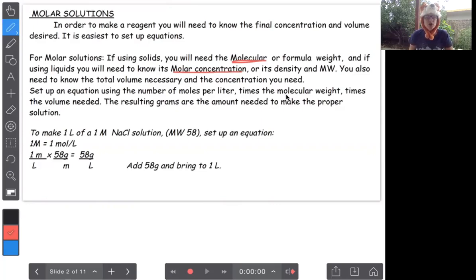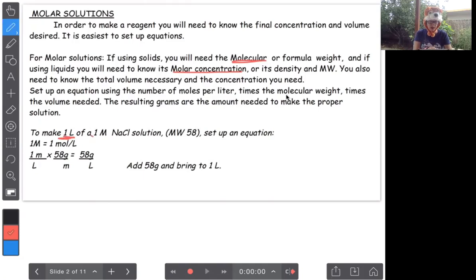Okay, so we need to set up our equation using moles per liter times the molecular weight times the volume. That gives you grams. Wait a minute, what the heck does that mean? Okay, so let's just break that down a little bit. So if you want 1 liter, that's what your final volume is.